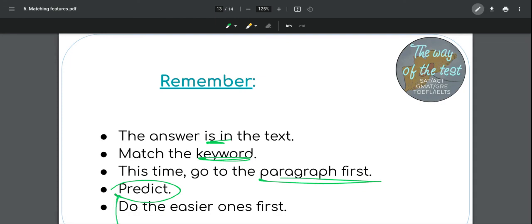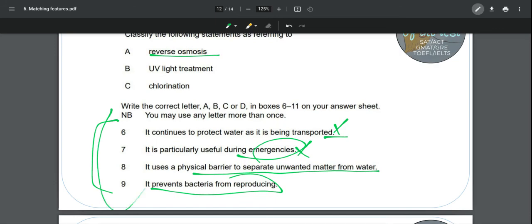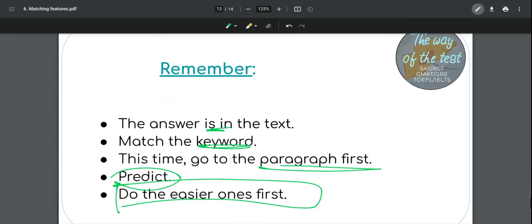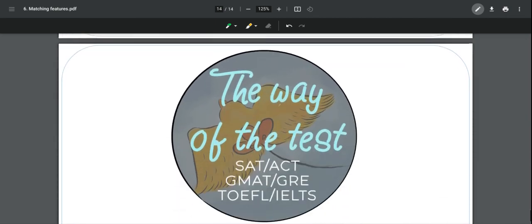And remember, do the easier ones first. So you are removing alternatives, eliminating alternatives. You will be working with fewer and fewer alternatives, which will increase your chance of getting it right. Okay, so that was the matching features question type.